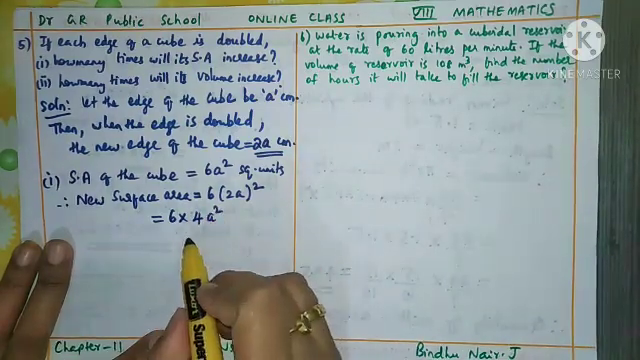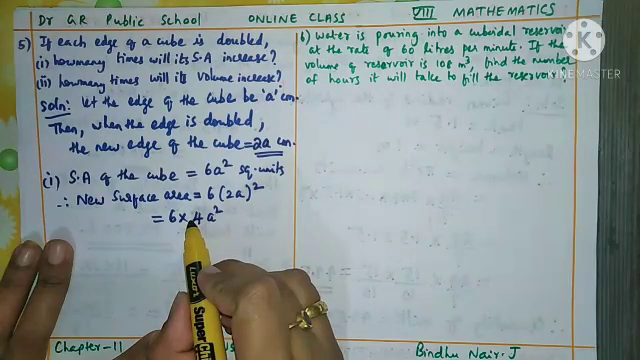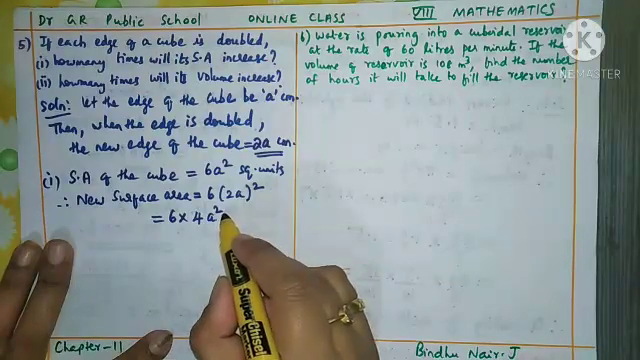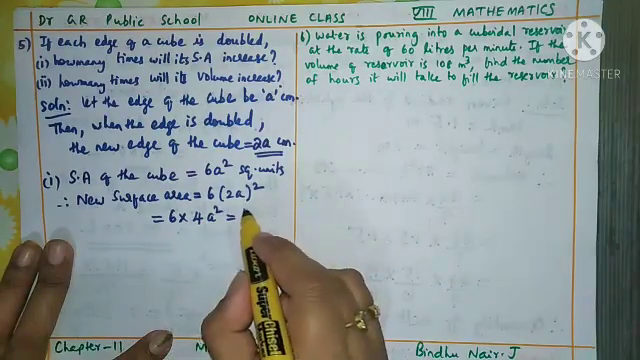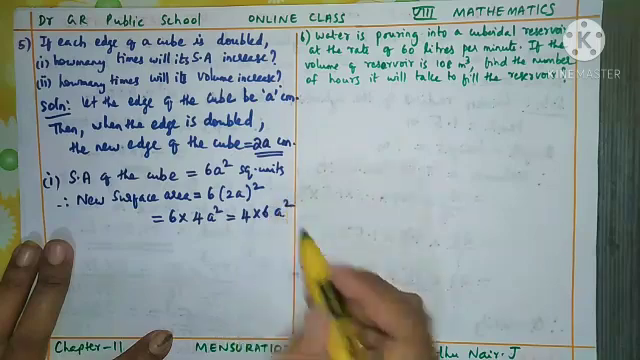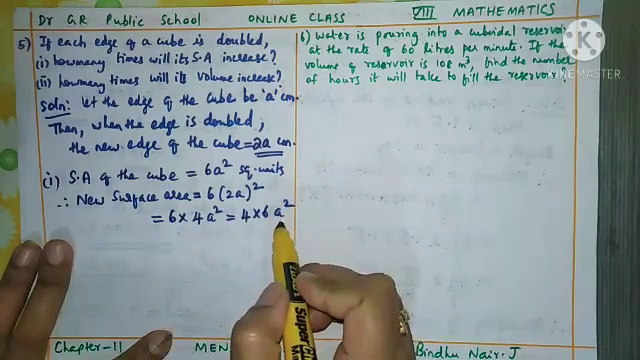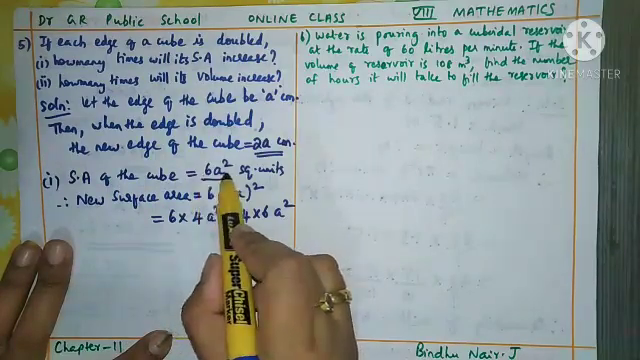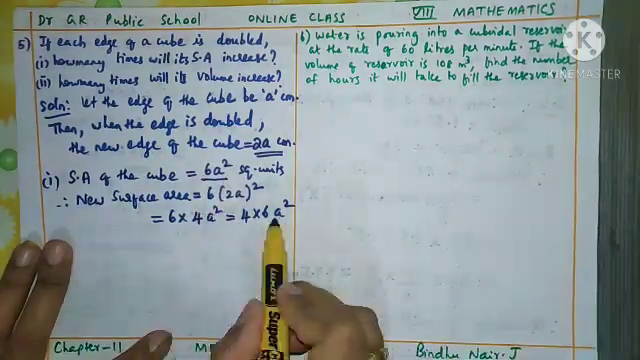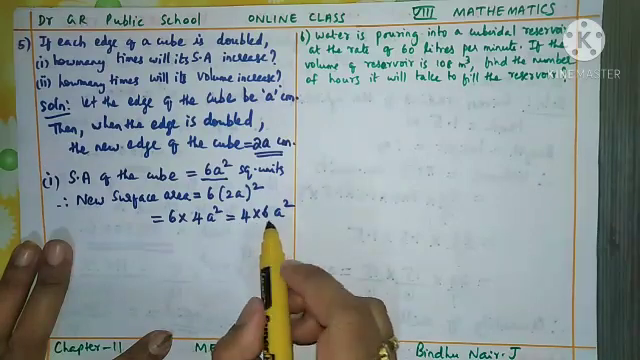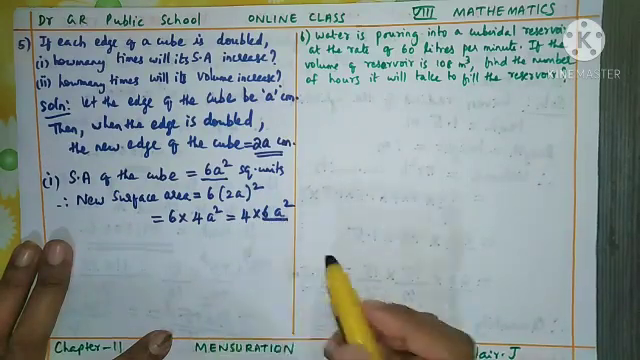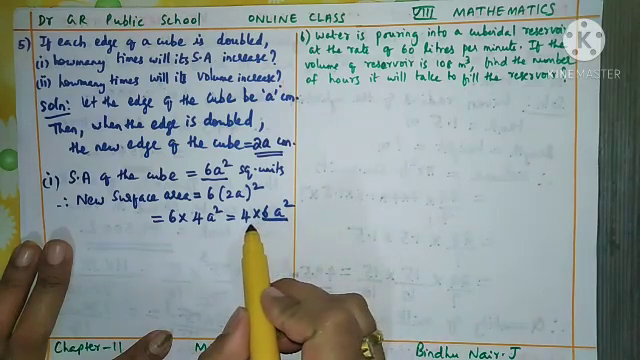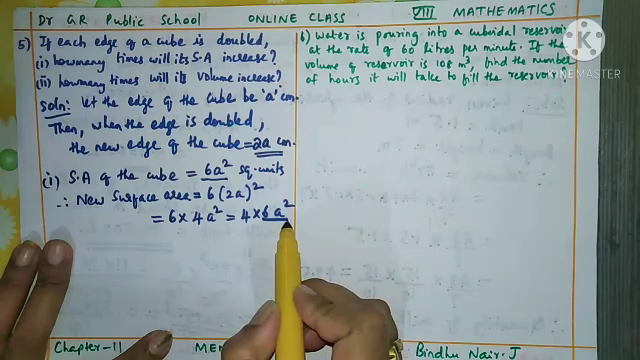So what is 6 into 4? Now it is equal to, 6 into 4 I am going to write as 4 into 6A square. Why I wrote like this? Because the formula for surface area of the cube is 6A square. Now when I wrote like this, 6A square is the formula for surface area, and 4 into 6A square means 4 times the surface area.